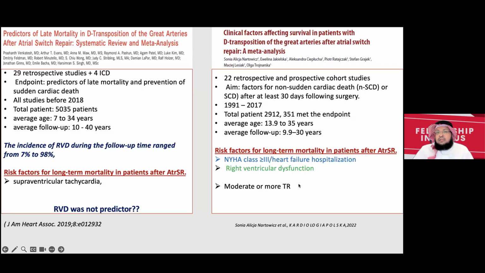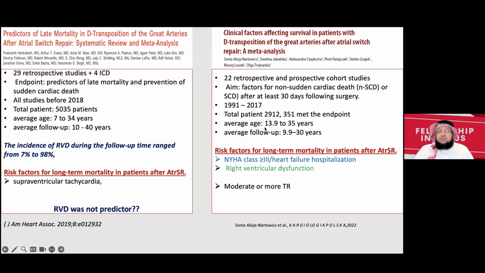On the other hand, in the other study, the meta-analysis, they also studied the factors for non-sudden cardiac death at least 30 days following surgery. And the risk factors for long mortality in those patients, they found, were functional class more than 3, heart failure hospitalization, right ventricular dysfunction, and moderate or more tricuspid regurgitation.